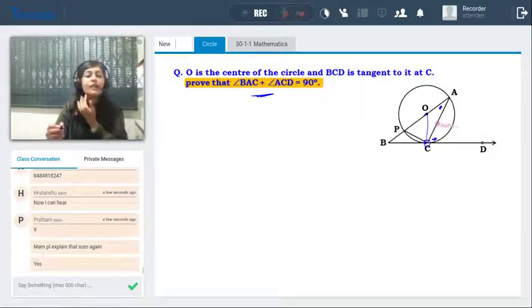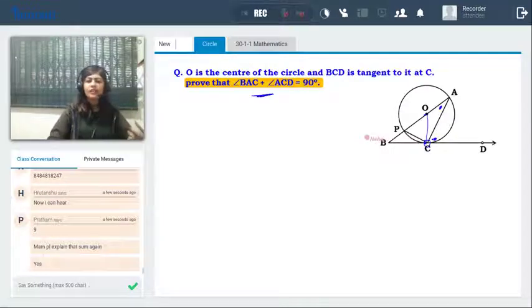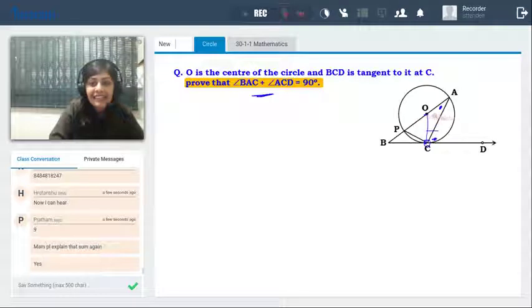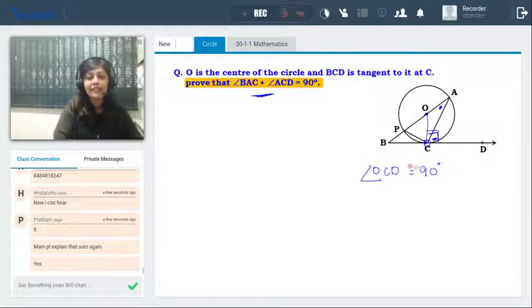All right. Now that you have OC, students, can I say OC is the radius of the circle? Yes, definitely OC is the radius. We know BCD is the tangent. So which theorem can we apply? Yes, we have just studied one theorem. What do we know? Radius and the tangent are always perpendicular to each other. So what we know is angle OCD is 90 degrees. Yes, students, angle OCD is 90 degrees.